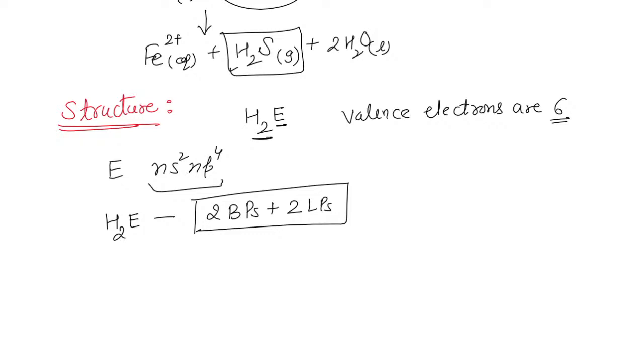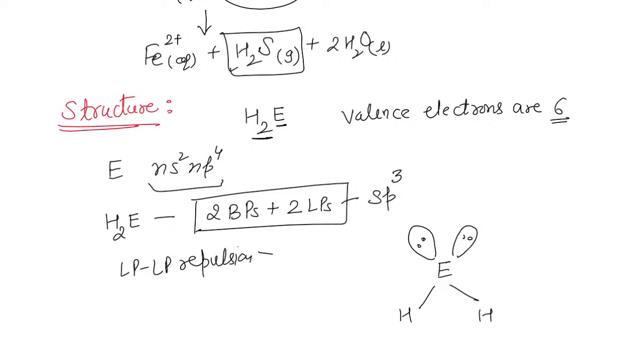The arrangement is tetrahedral, and the hybridization of the element is sp3. So there are 2 lone pairs and 2 bond pairs. Now lone pair-lone pair repulsion is greater than lone pair-bond pair repulsion, which in turn is greater than bond pair-bond pair repulsion. That's why the bond angle is less than tetrahedral, otherwise it would be 109 degrees 28 minutes.